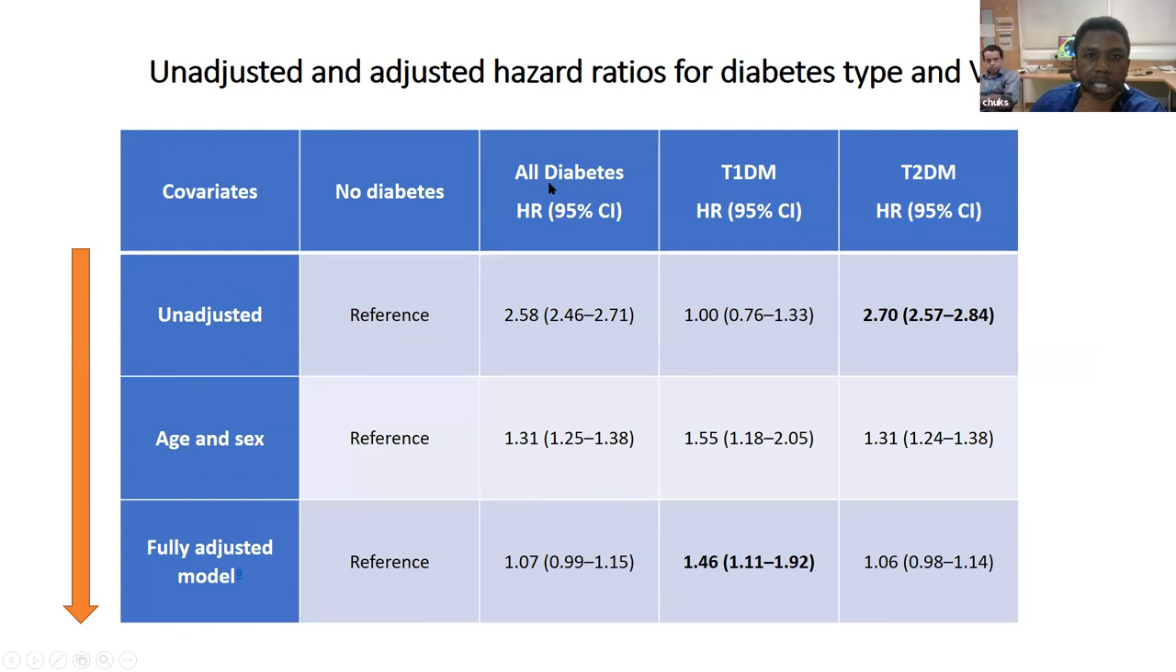So these are the unadjusted and adjusted hazard ratios. The first column is your non-diabetes control group, and we have all the diabetics, and then we have the two subtypes. If we just look at the first row, when it's unadjusted for all those variables, as we saw in the table, the type 2 diabetics do have that higher hazard ratio. But once we start adjusting for variables, starting with age and sex, we see that starts to even out. And once you fully adjust for all the variables, in fact, it switches to where type 1s are the group at increased risk, and the risk in type 2 becomes almost negligible.